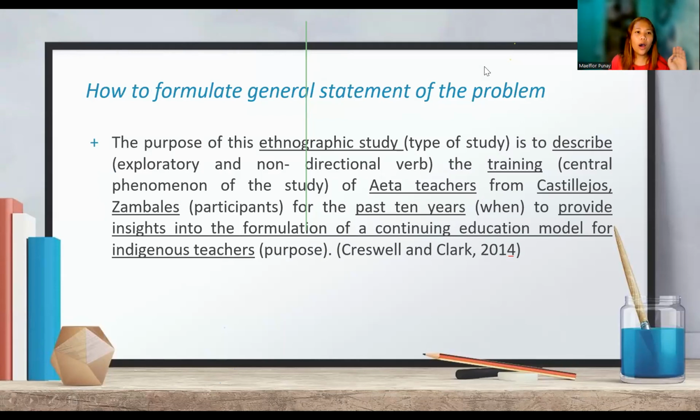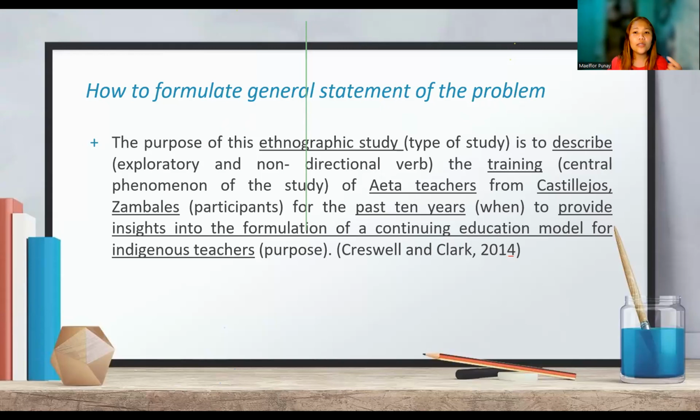So how are you going to formulate a general statement of the problem? Here is an example of a general statement of the problem. The purpose of this, the design that is used is an ethnographic study. So that is the type of study that the researcher is going to use, to describe. How are they going to describe the study? With an exploratory and non-directional verb.